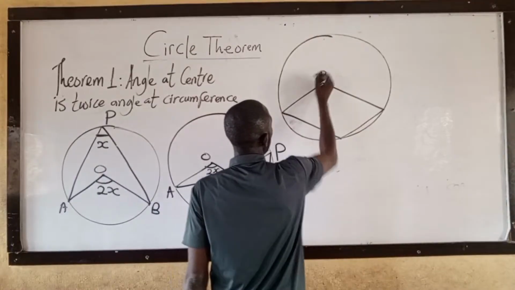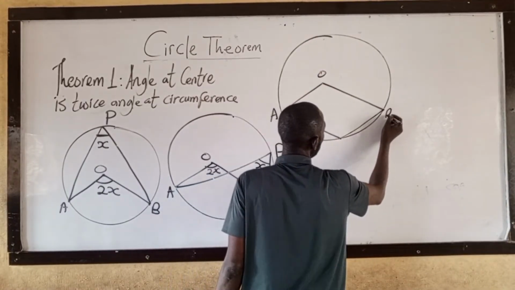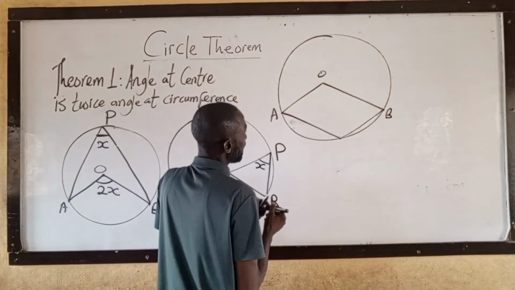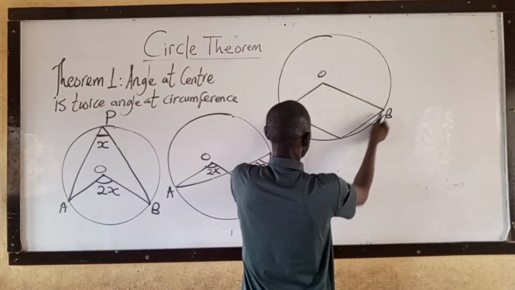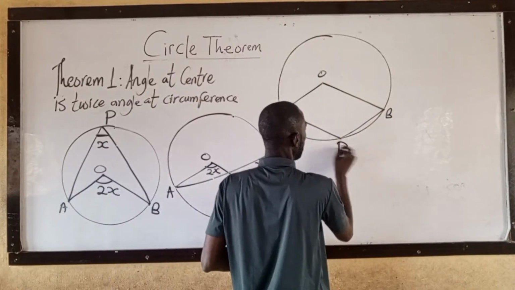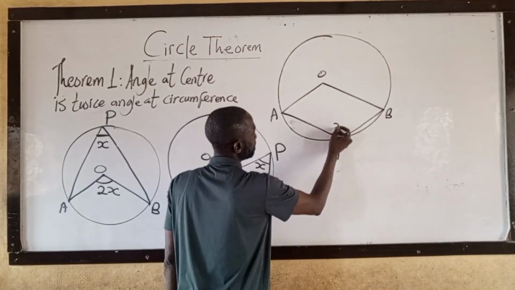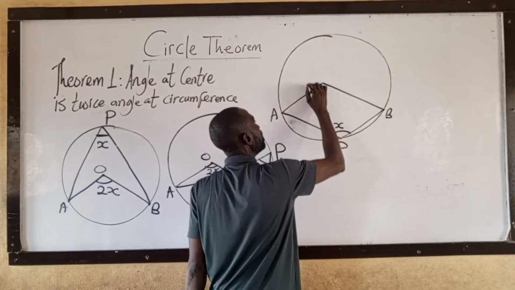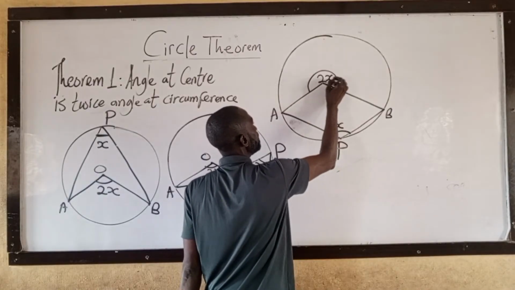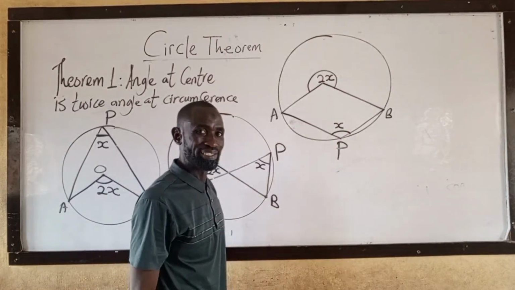See, where's the arc? A and B. This arc travels here, center. This arc travels here, circumference. Now be careful here. If this place is x, this angle here will be 2x. The one outside is the angle at the center.